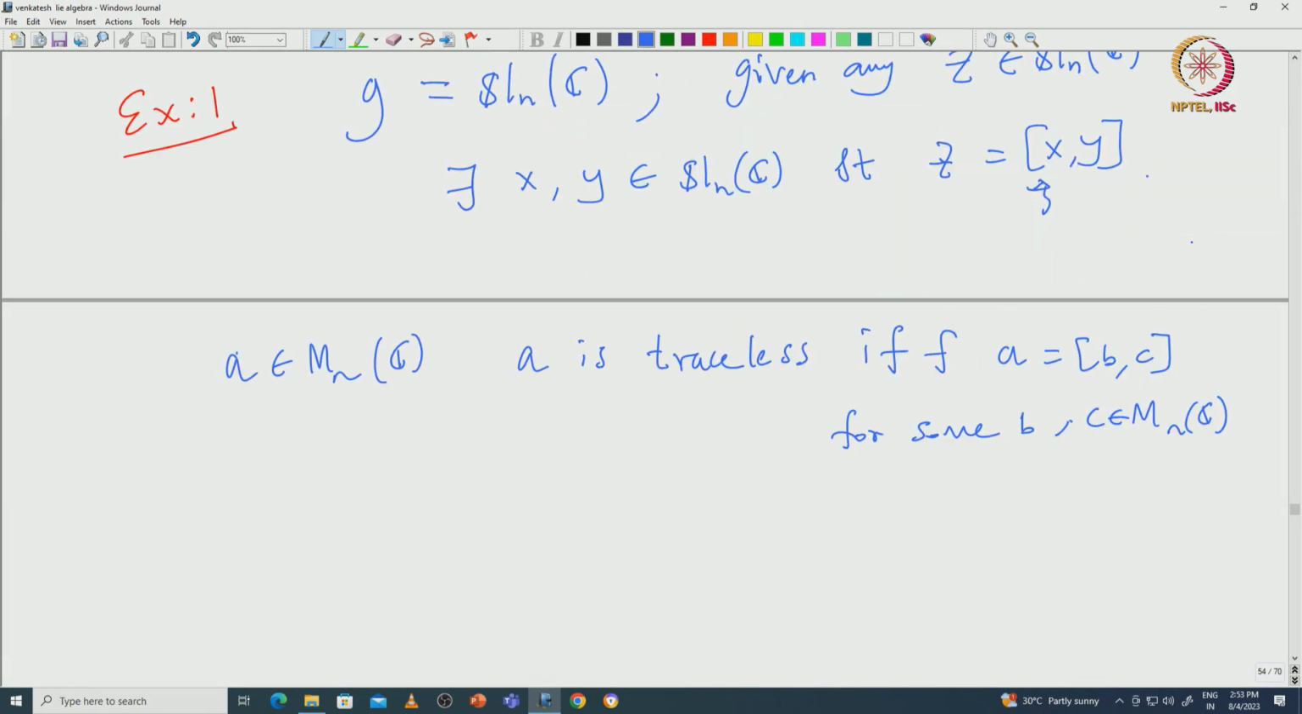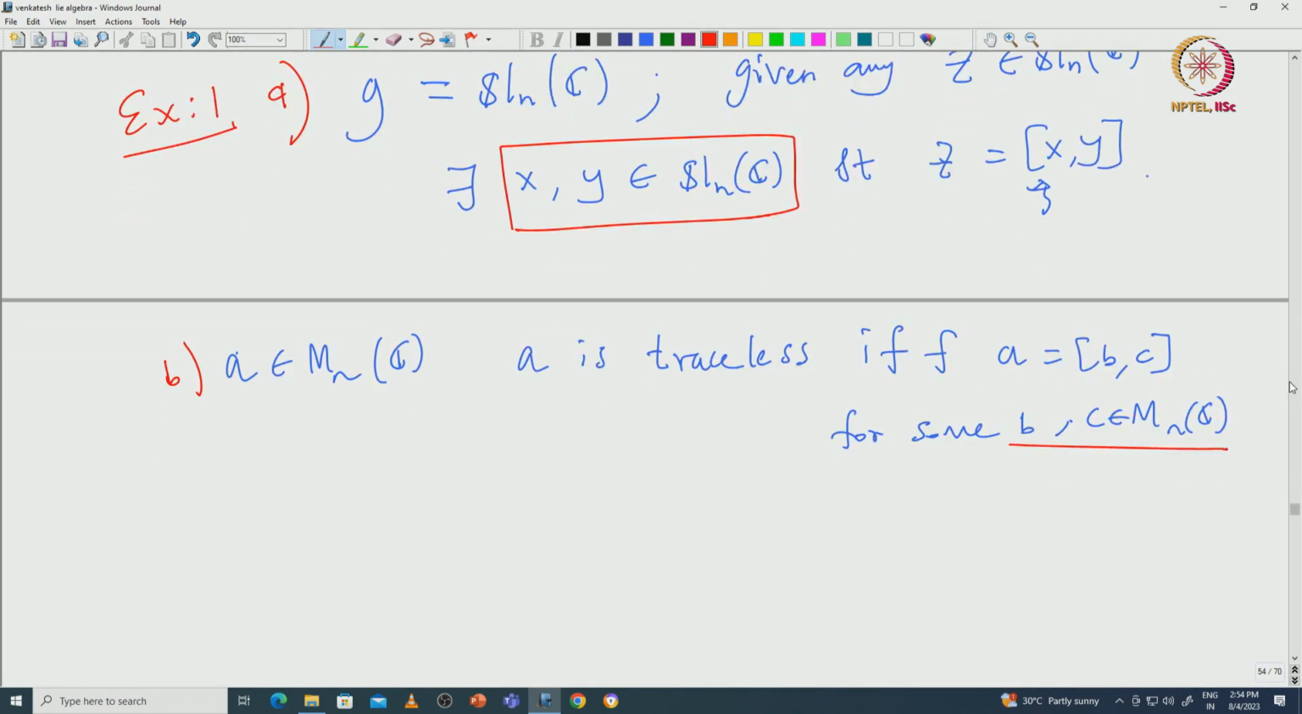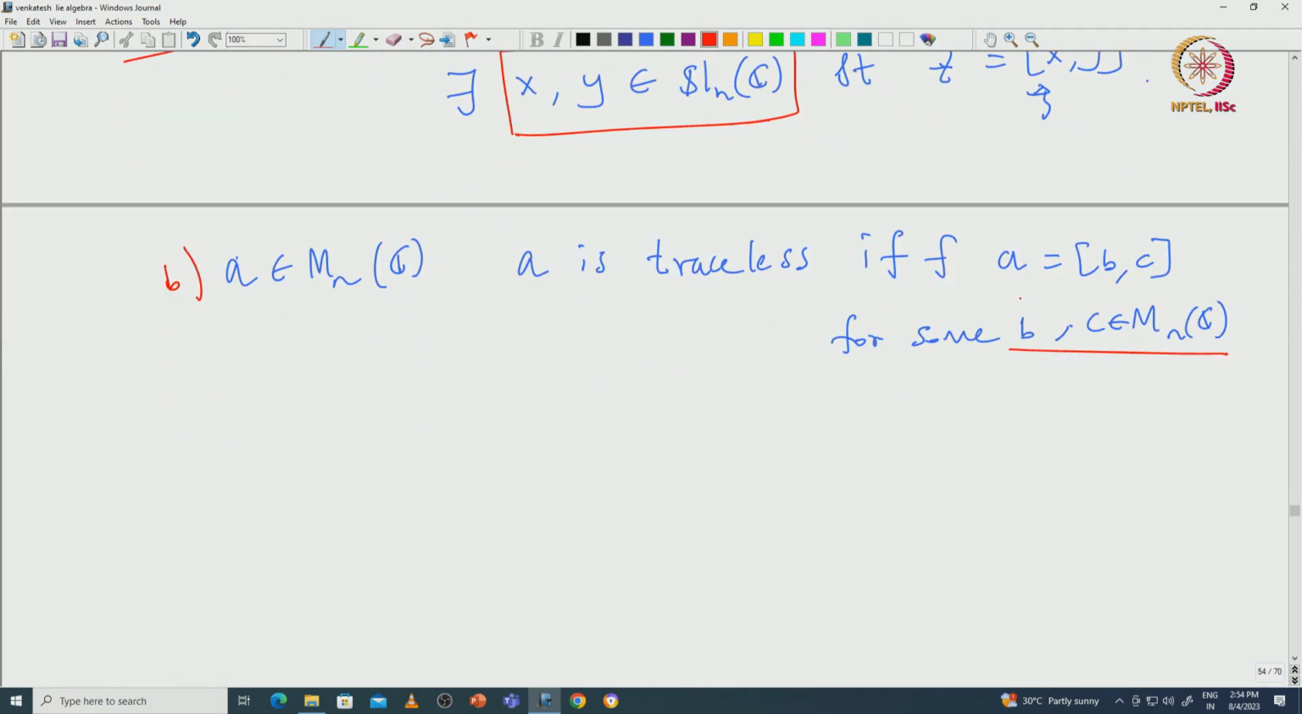Actually, in part A I am doing something more: we are demanding x and y to be traceless again, but in part B we are not demanding that. So it is a somewhat simpler version, but still you will be able to do this, because A is harder than B. This is just an aside; I just wanted to give you this small exercise. Now let us go back to what we have been doing.